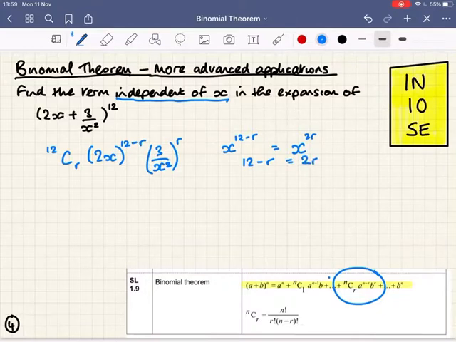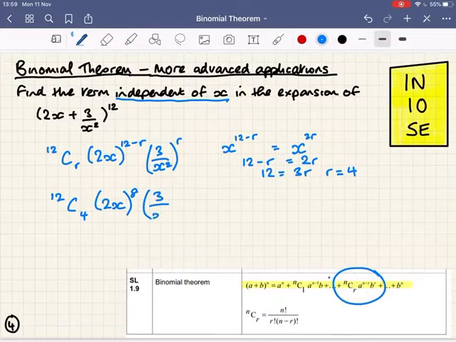If I rearrange that, 12 equals 3r. That means r must equal 4. Now, I can go straight there because I know that my term is the term where r equals 4. So I can just plug that in now to the formula. 12C4, 2x to the power of 8, and 3 over x squared to the power of 4.